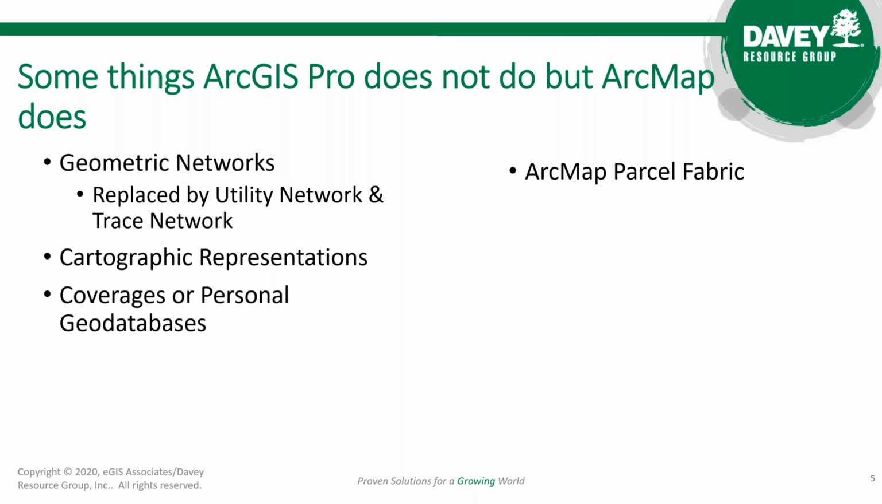What they have done, and I don't know why, but they've decided to replace the geometric network with two things. The first is the utility network. And the utility network is a combination data model and tool set that works on network data for building, constructing the data, doing the analysis, publishing it to web and mobile services, and so on. Very complex structure and whatnot.